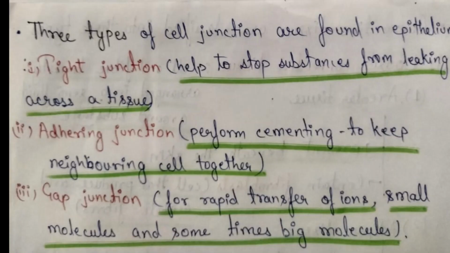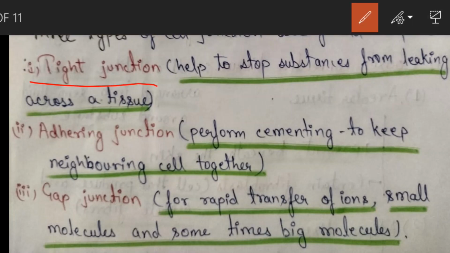Three types of cell junctions are found in epithelium. These are very important and you must remember them. First one is tight junction. It helps to stop substances from leaking across a tissue.